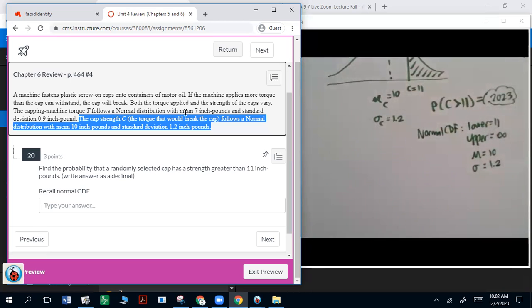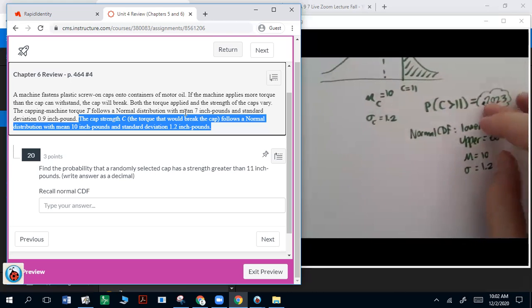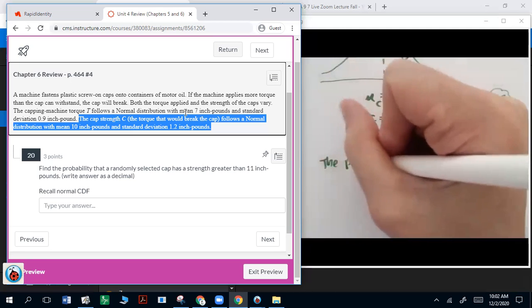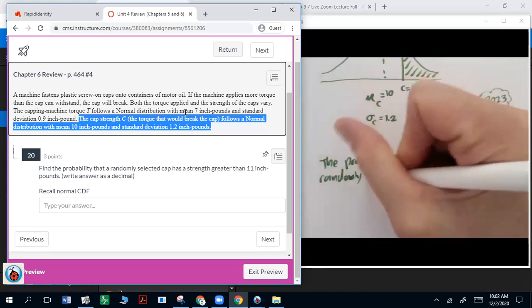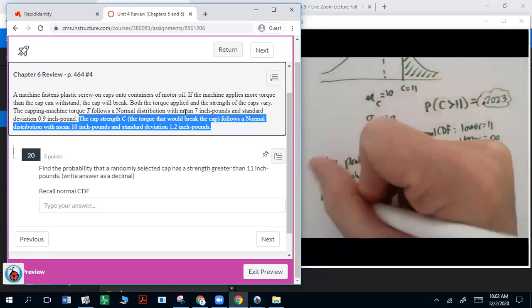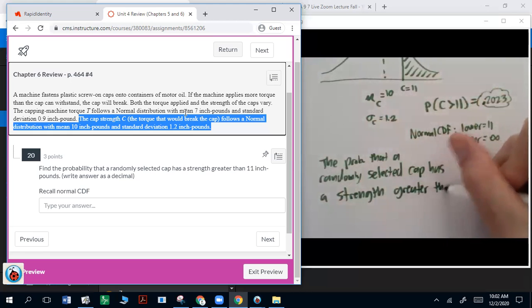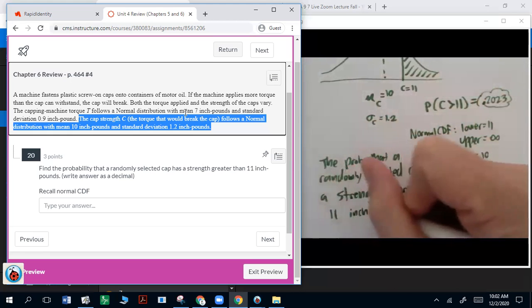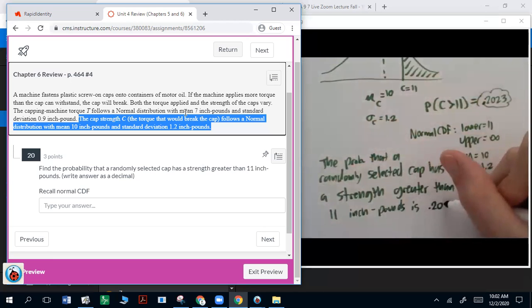So the interpretation of that is we would say the probability that a randomly selected cap has a strength greater than 11 inch-pounds is 0.2023, or 20.23%. So input that value there, 0.2023.